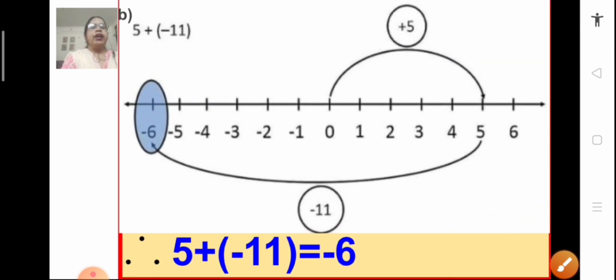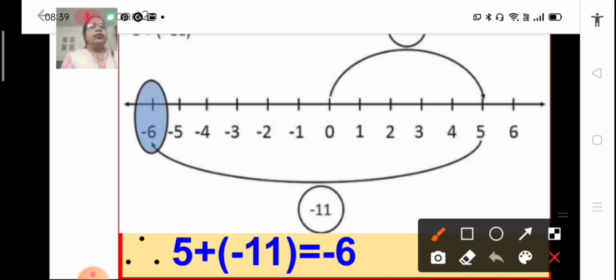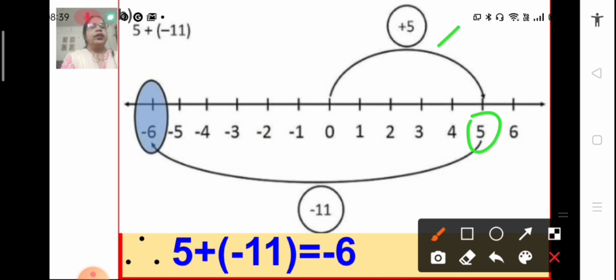Next, 5 plus negative 11. So, for 5 from 0 we move to the right, plus 5 here, and from 5 we take 11 steps towards the left because it is negative 11. And where do we reach? We reach negative 6. So, 5 plus negative 11 is negative 6.